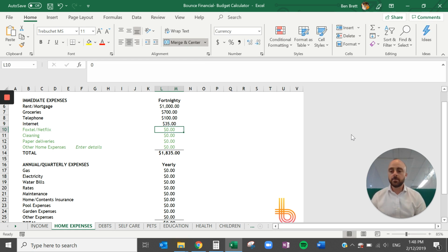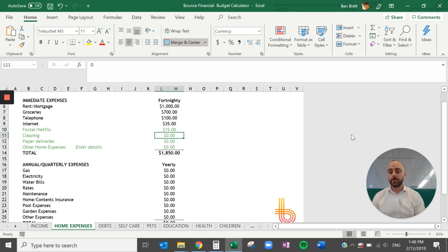Okay, we'll come to Foxtel Netflix. So this is where we put all our streaming services in there. So very common, we'll see Foxtel, Netflix, and Spotify. You may have Audible or something else like that. But let's just assume that this person has Netflix and Spotify. Netflix is about $15, Spotify is about $15 a month, so that's $30 a month. Divide that by 2 for the fortnightly, so we come to 15.